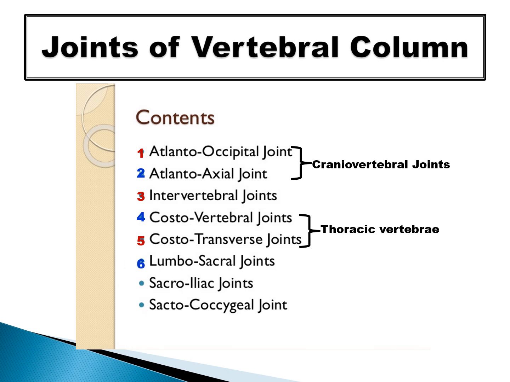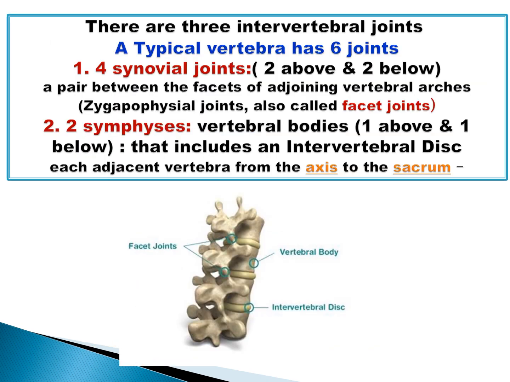Lumbosacral joints are between the fifth lumbar and the first sacral vertebra. Sacroiliac joints between the sacrum and the iliac bones. Sacrococcygeal joint is between the fifth sacral vertebra and the first coccygeal vertebra. There are three intervertebral joints. A typical vertebra has 6 joints.